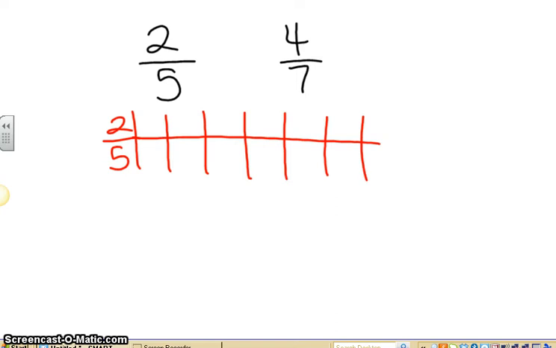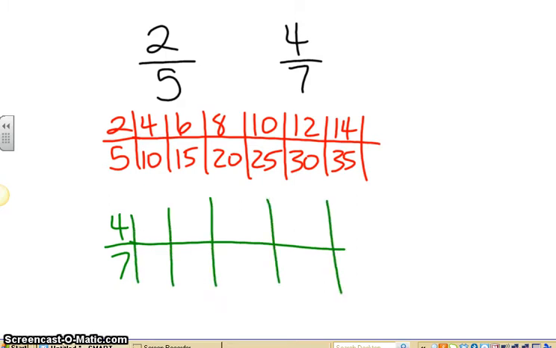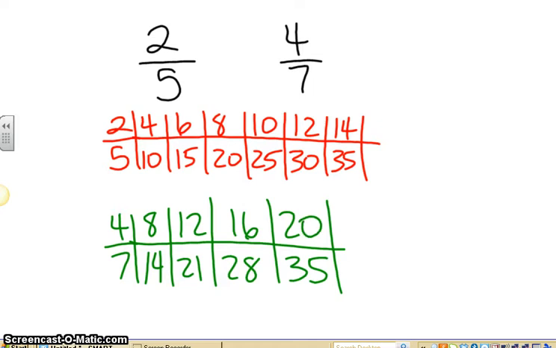And I know that my denominator goes 5, 10, 15, 20, 25, 30, 35. My numerator goes 2, 4, 6, 8, 10, 12, 14. And I need to make my other table for 4/7. So let's do the denominator first. 7, 14, 21, 28, 35, and 4, 8, 12, 16, 20. Now I have a bunch of equivalent fractions to 2/5 and a bunch of equivalent fractions to 4/7.